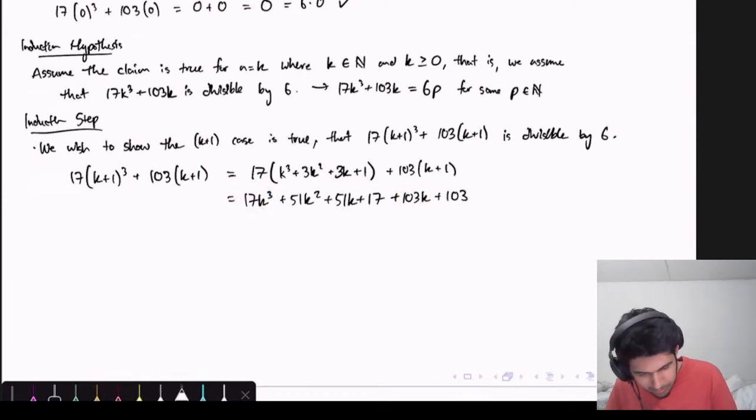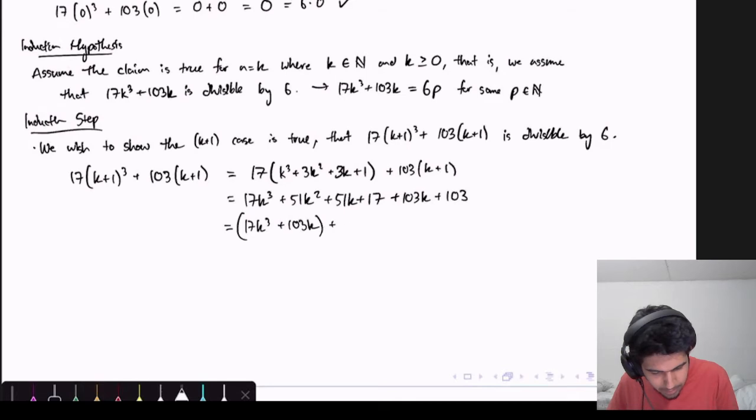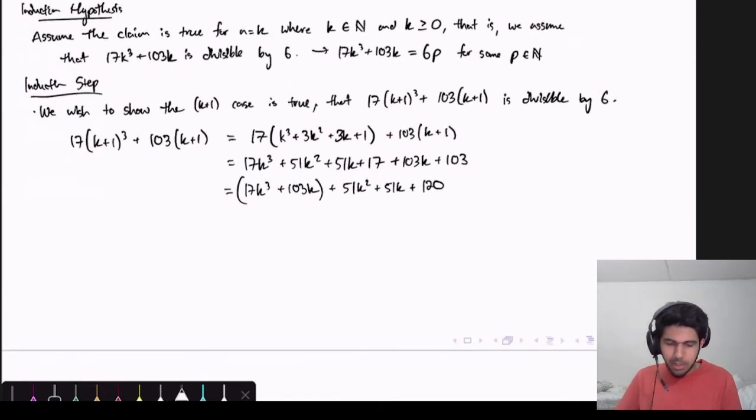So let me just rewrite this. We'll do 17k cubed plus 103k, put those in parentheses, and then the remaining terms can come along, 51k, and then I'll just combine these two constants together into 120, right? And we know that this is divisible by 6 because, well, we assumed it to be divisible by 6. So why don't we use that fact?